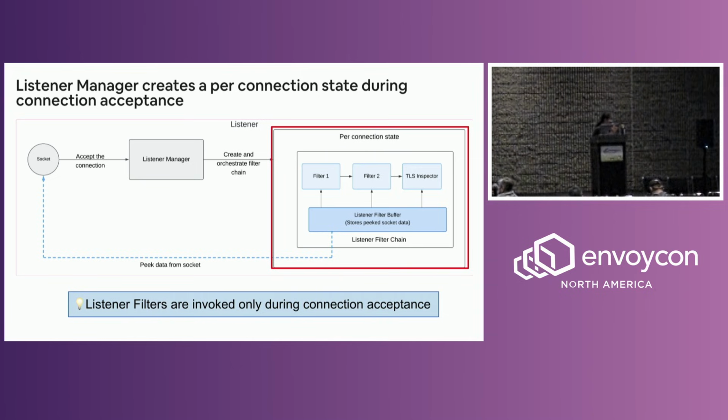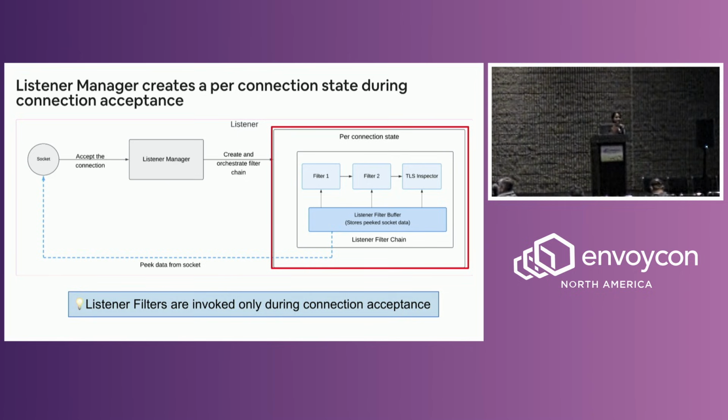So now, zooming into this per connection state, we see the first set of filters that we encounter during the connection acceptance, and those are the listener filters. In this case, we have three listener filters: filter 1, 2, and the TLS inspector. The listener filters are the set of filters which run as pre-processing on the connection. For example, they can inspect some of the properties of the connection, like the remote IP, or in the case of a TLS connection, they can inspect the TLS metadata.